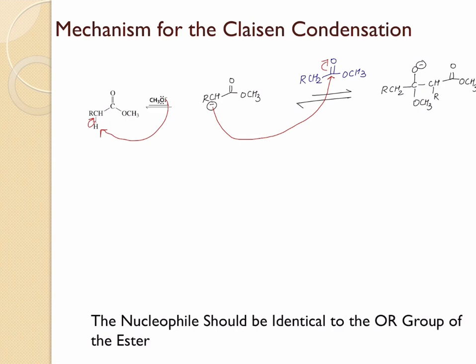Once this tetrahedral intermediate is formed, since it is not stable, it is going to collapse, for which these electrons are going to come here to form the carbon-oxygen double bond. And since there is a leaving group here, this is going to take its electrons and leave. This will give us the final product, which is the beta keto ester. Here is our ester functional group, and here is a keto group. So this is the new carbon-carbon bond that is formed.